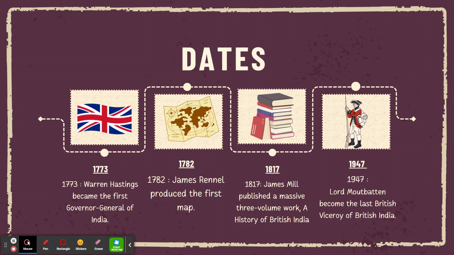In 1773, Warren Hastings became the first Governor General of India. In 1782, James Rennell produced the first map of India. In 1817, James Mill published a massive three-volume work, History of British India. And in 1947, Lord Mountbatten became the last British Viceroy of India.